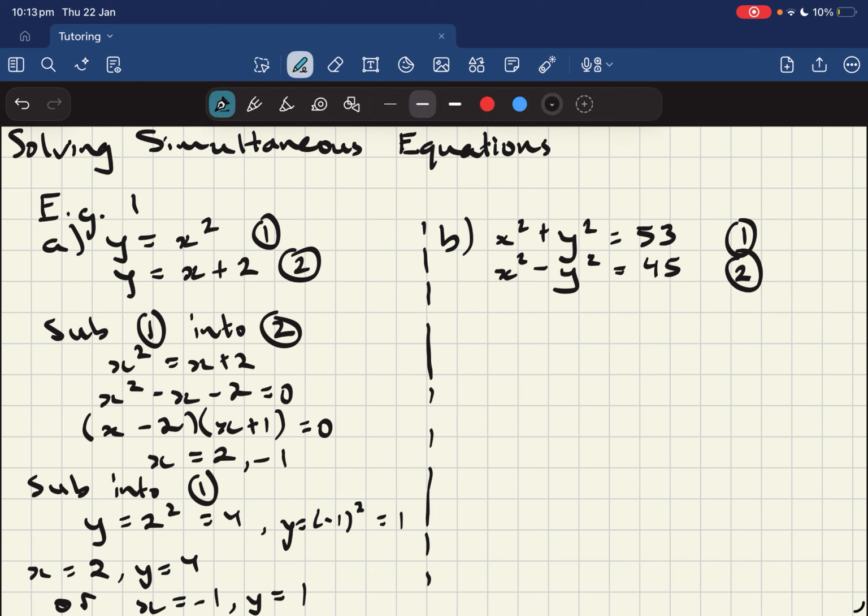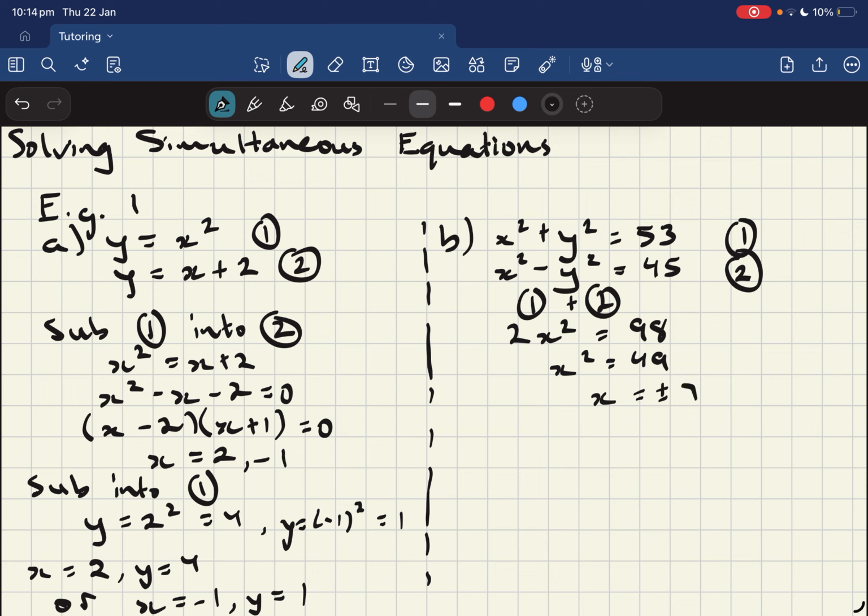Now I'm going to add the two equations. So I'm going to say equation 1 plus equation 2. The two y's are going to cancel out. So adding these, it's going to give me 2x squared, the y's cancel out, equals 98. Simplifying this, I divide both sides by 2, giving me x squared equals 49. And that's going to give me x equals plus or minus 7.